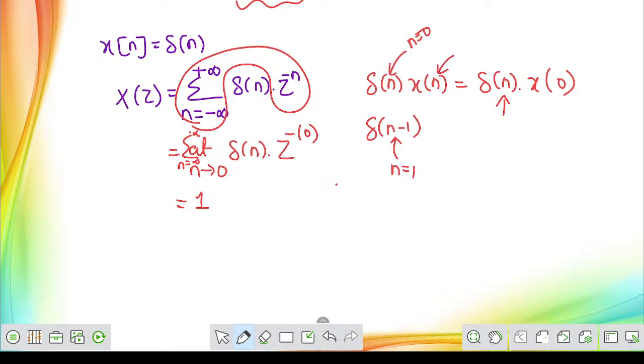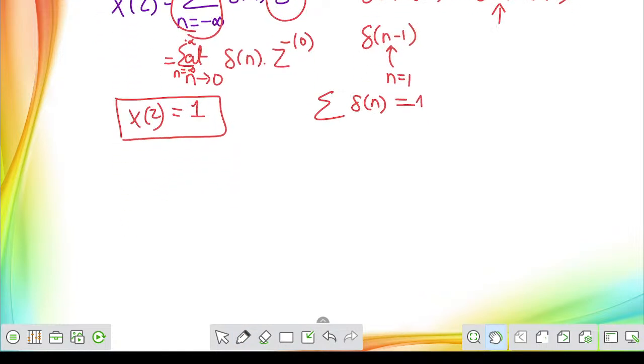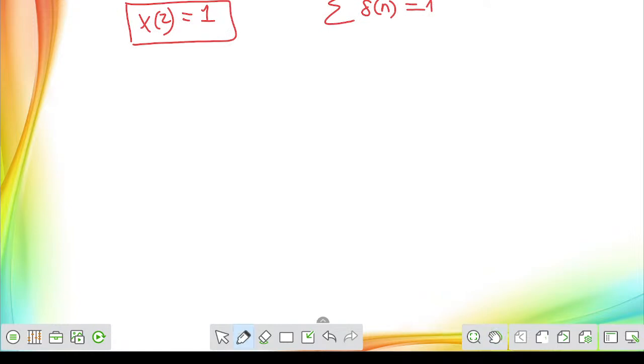Summation of del of n from minus infinity to plus infinity, in the discrete domain, this net value will be equal to 1. That is the area of the impulse function. What I can say is, the area of the impulse function, the summation of the total value, will be equal to 1. So what is the conclusion? If we have an impulse function, its corresponding Z transform is going to be 1. Just remember, that is enough.